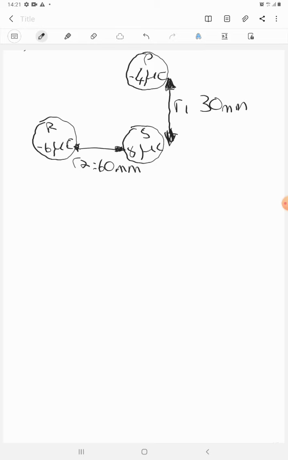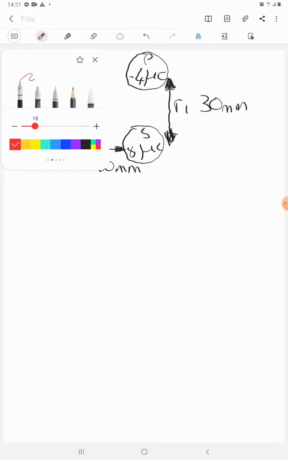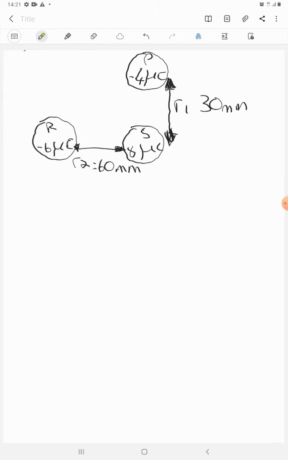So the points P, R, and S are in the corners at right angles of a triangle as shown in this diagram. If I connect these all together, let's go with yellow, this is all going to be a right angle triangle, as shown in this diagram below.